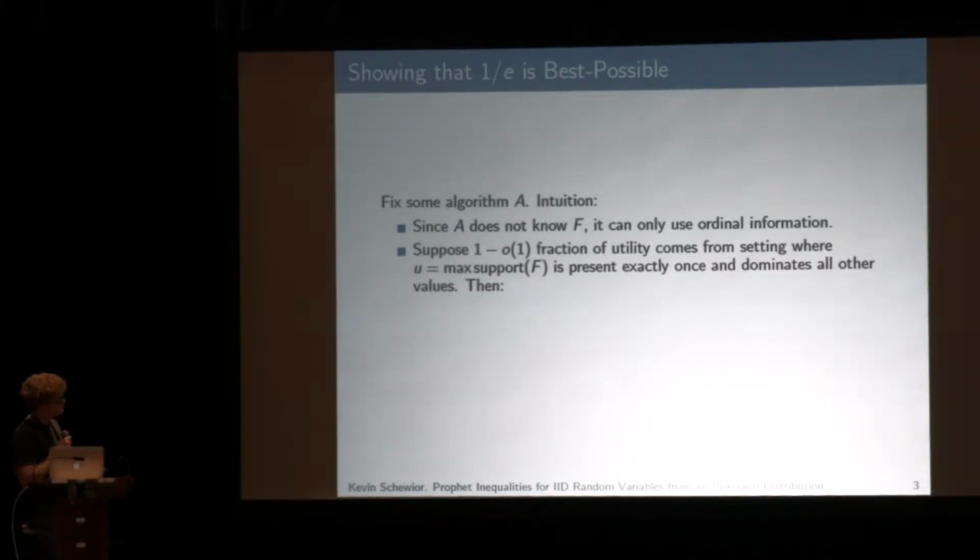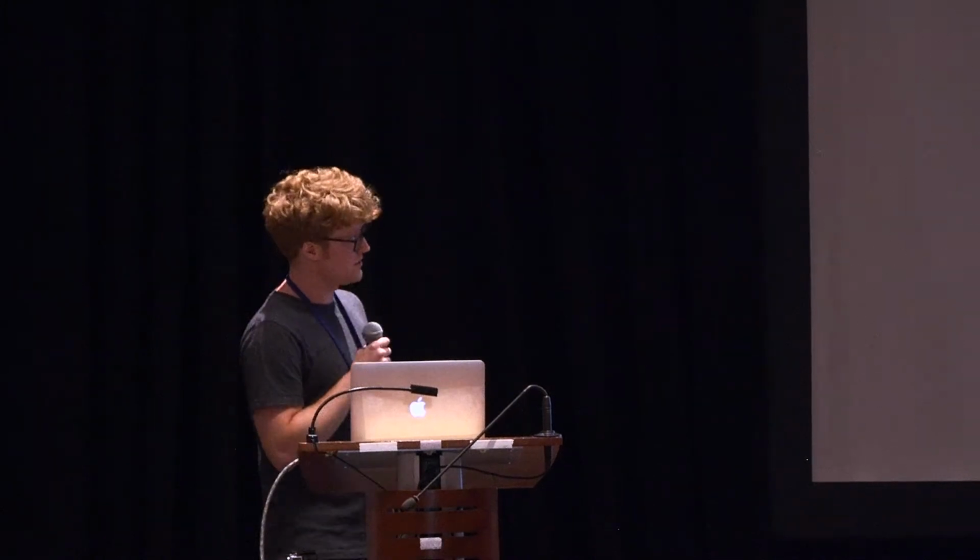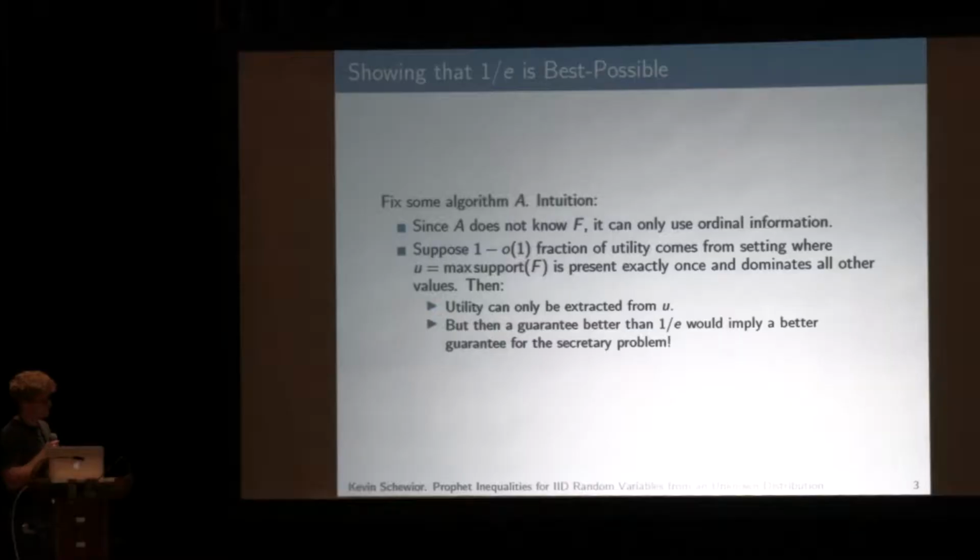Okay, and now, given that, suppose we can create a setting, or suppose that most of the utility that the algorithm can extract comes from the setting where there's one huge value, that's the largest value in the support of the distribution. It's present exactly once, and it dominates all the other values. Then, conditioned on this setting, we'll see the values in random order, and if we could extract a value that's larger than 1 over e times the value of the profit, then that would contradict the result that's known for the secretary problem.